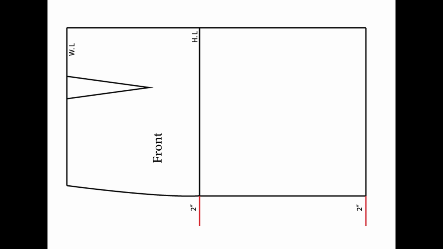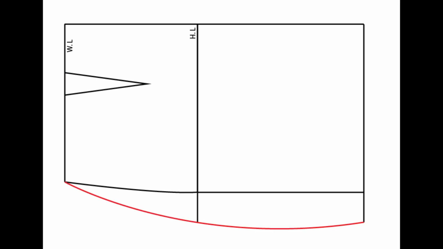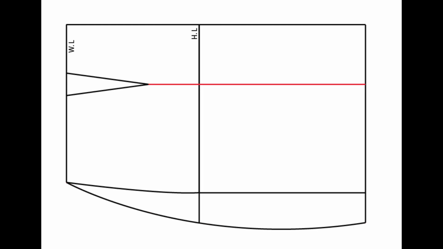So I measured 2 inches along the hip line and also 2 inches along the knee line or the end of the dress. Next, we draw a curve from the waist to the knee line. The curve has to touch the points that we have just extended on the side. And then we're going to draw a straight line from the end of our waist dart to the bottom of the skirt. This is usually where the princess seam is located.